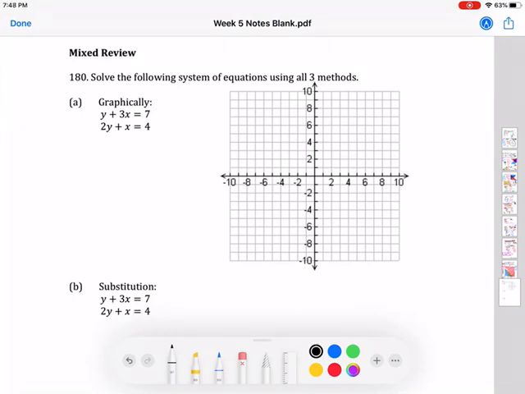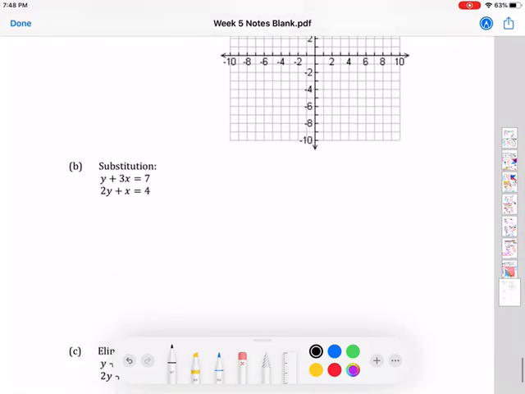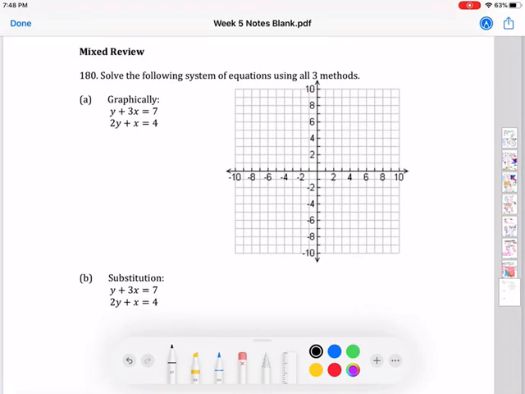All right, so last page here is mixed review. If you notice on this page, all three parts, A, B, and C, have the exact same system. We're going to solve the same system with all three methods that we learned. So first, let's start by reviewing graphically. To do it graphically, you just need to graph each of the equations.